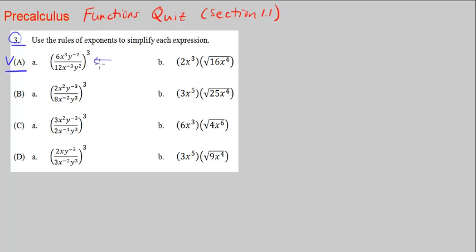So let's start with this one. Okay, so we have 6x cubed y to the negative 2 power divided by 12x to the negative 3 y squared, with parentheses around that expression, to the power of 3.